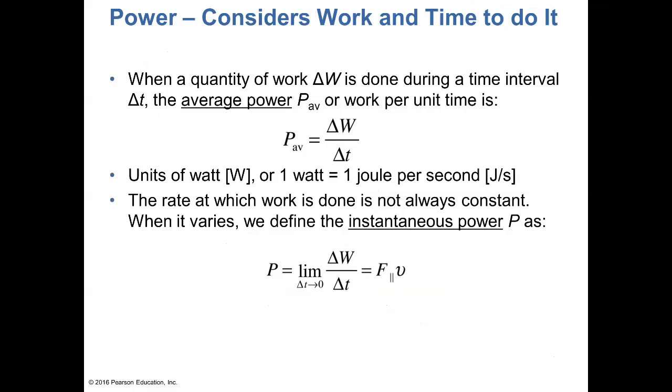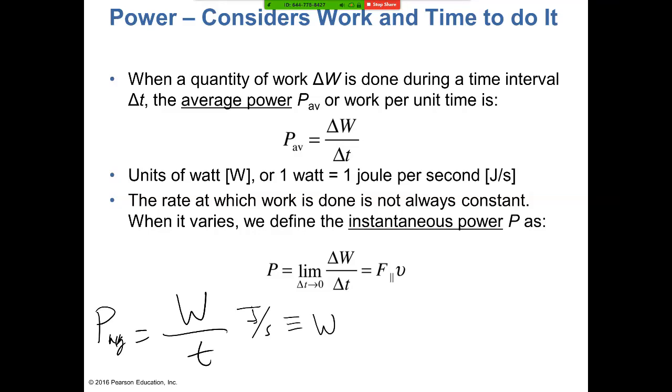So let's say some number of joules was transferred in this unit of time. Then what we can do is take the work done divided by time, and we define this to be average power. Power is joules per second, but we define the unit to be just the watt. That's why, if you've seen a light bulb or something like that, it's 100 watts.